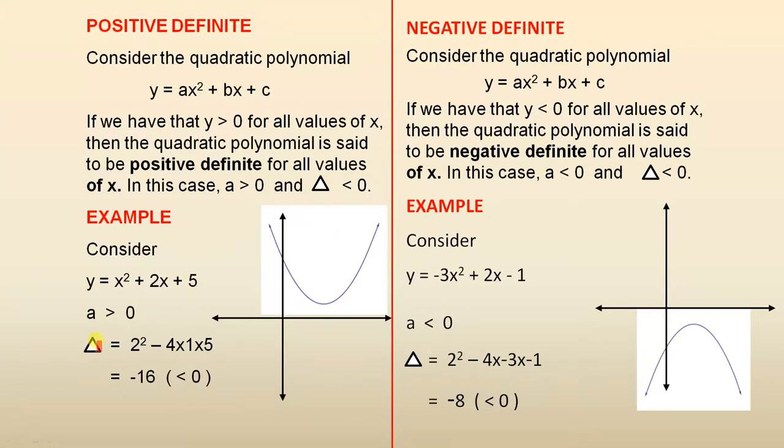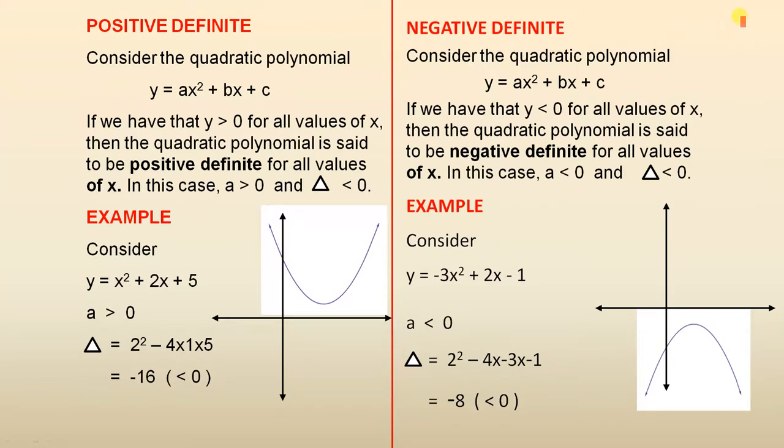When we work out the discriminant, we substitute the values of a, b and c in. We can see that the discriminant is negative 16. That's less than 0. Hence, the parabola is above the x-axis. It does not come into contact with it.